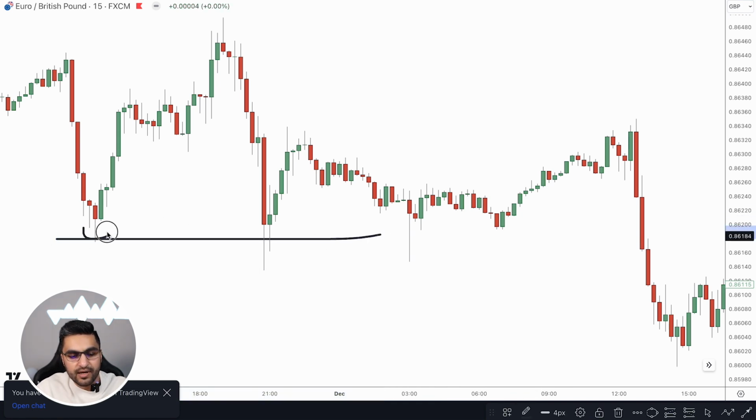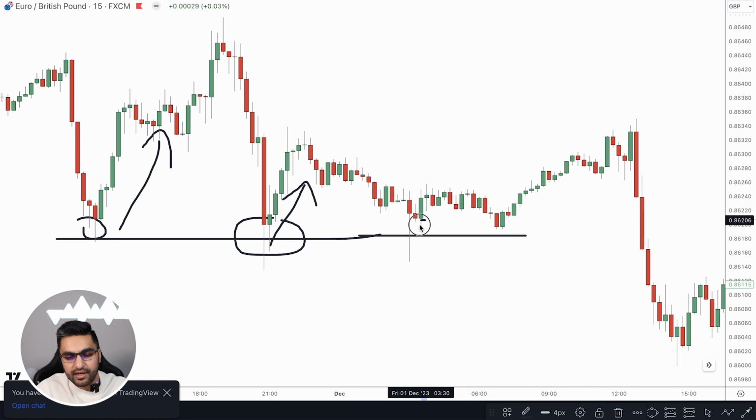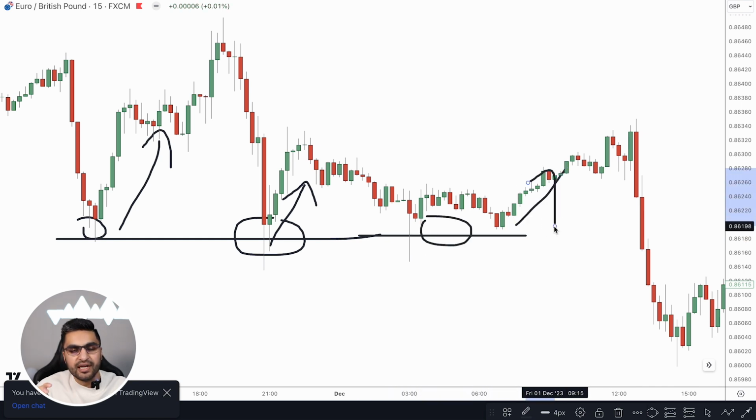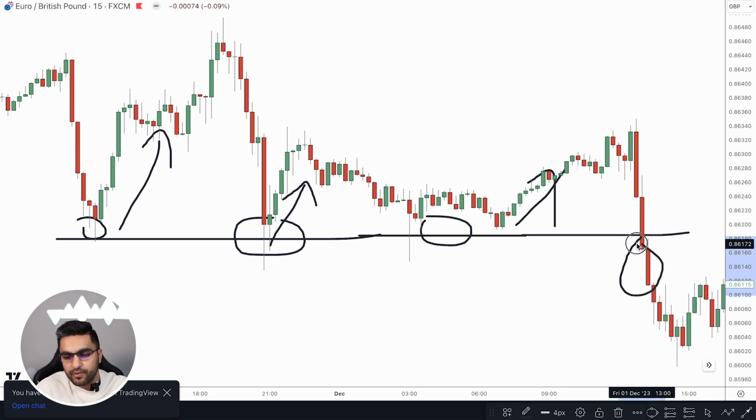Market, when it came here, buyers made a movement to the up. Sellers, they came back again to this level, buyers went up. Then sellers tried again, buyers went up. Every time when sellers were coming to this point, buyers, they kept moving up until sellers broke this level to go down.